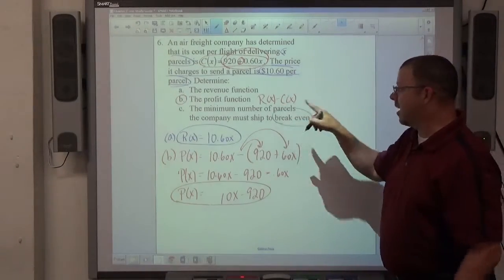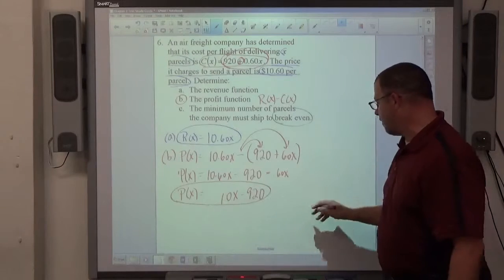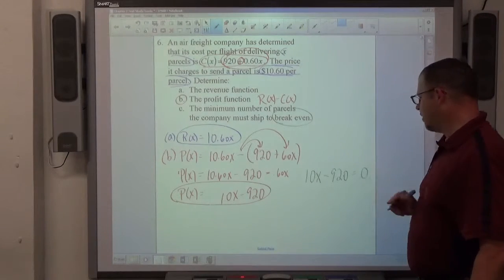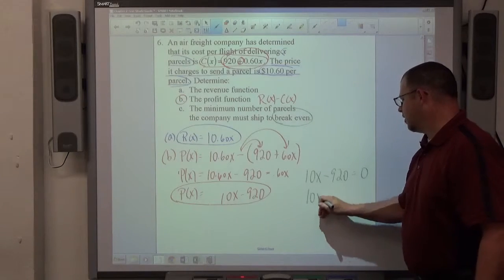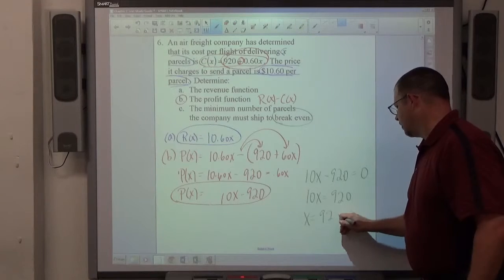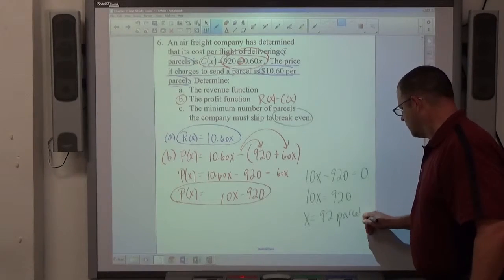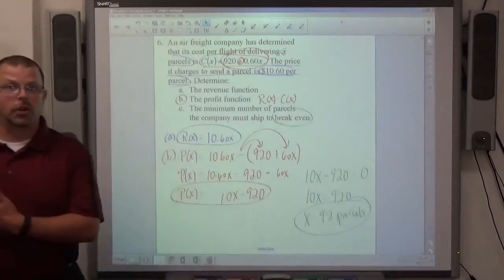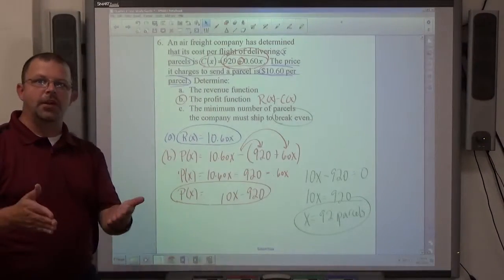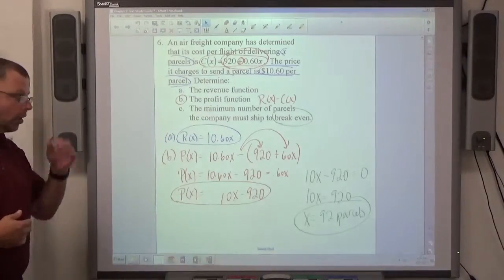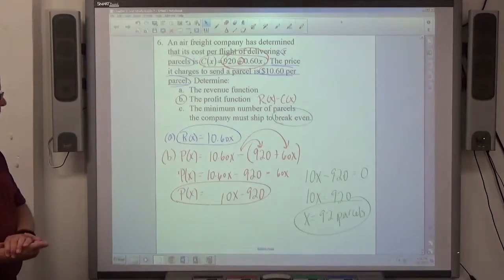Going back to part C then, breaking even means that we make no profit, so that means 10x minus 920 is equal to 0 profit. So therefore 10x equals 920, so x equals 92 parcels. If I sell less than 92 parcels, I'm going to be in the negative. Once I sell 92 parcels, I'm at 0. Anything more than 92 parcels is going to make me money. So that's kind of what we're looking for here with a profit function.